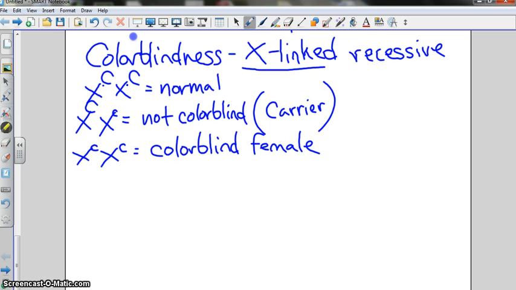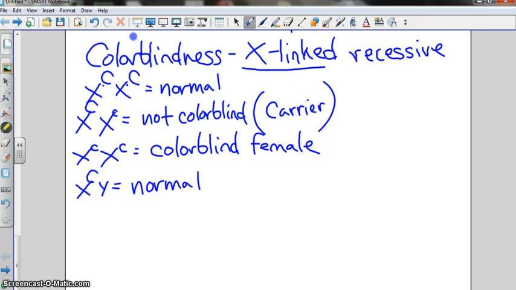Now, here's the problem. This trait is a what type of recessive trait? X-linked. So it means it's on what chromosome? The X chromosome. So is it going to be on the Y chromosome? No. So let's do a male genotype. So would all a guy have to have is a lowercase c? In order for a guy to be colorblind, he only has to have one recessive. If this is the guy's genotype, he's going to be normal, because look, he has a dominant gene. You don't put anything on the Y, because this gene does not exist on the Y chromosome at all. It's almost like you just pretend.